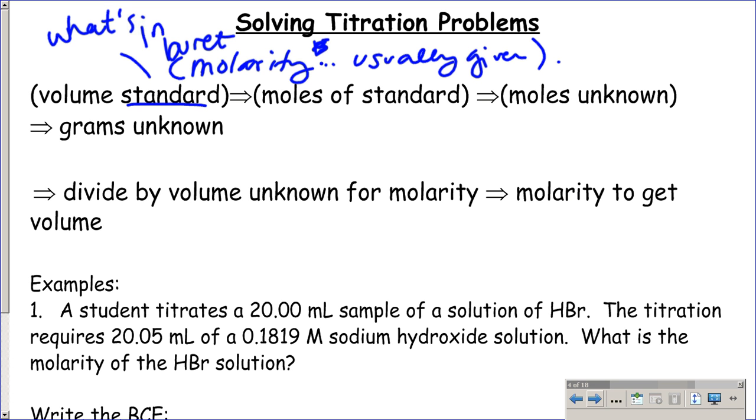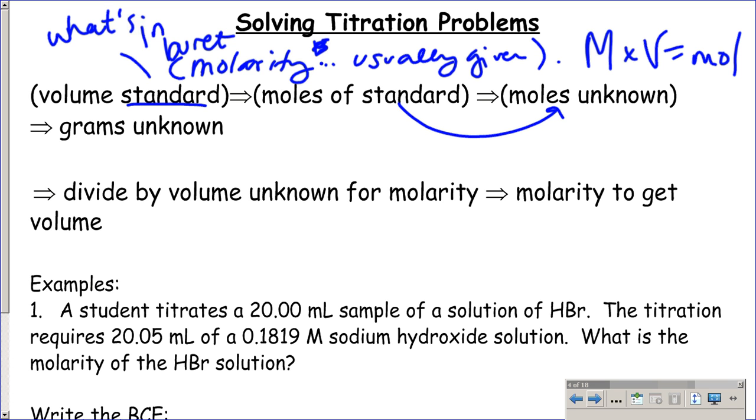How are you going to get moles of the standard? By your molarity and volume. Multiply them, thank you. Anytime you have both molarity and volume, multiply them to get moles. Remember that? Okay, that's moles of the standard, which in this case, in my first example, is a base. So then how do you get from moles of standard to moles of unknown?